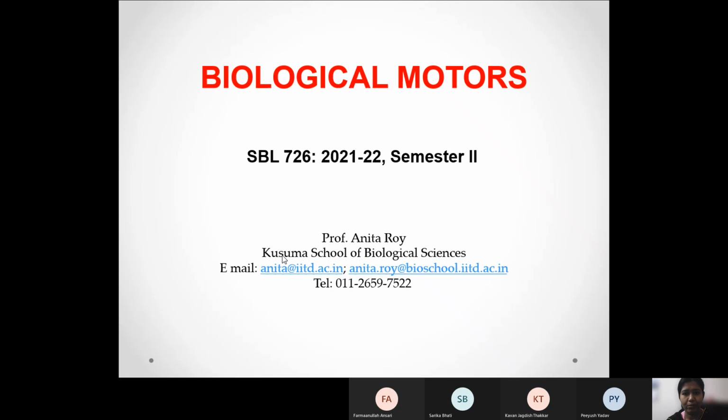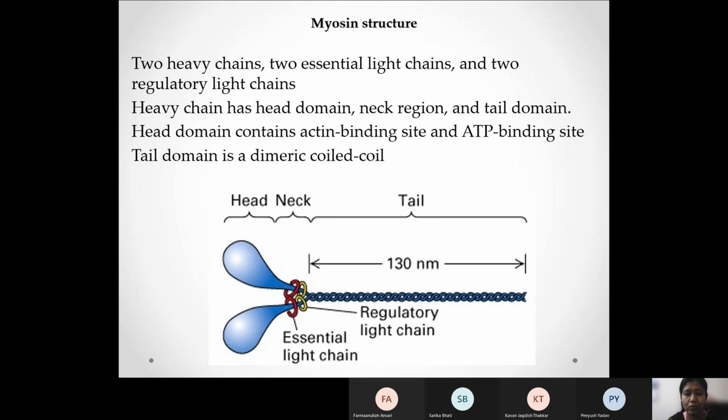So let us go to today's lecture. We are going to continue looking at myosins, and just a quick recap of what we had studied in the last introductory class for myosins. Unlike actin and tubulin, actin is a single unit of actin monomer, which polymerizes to give you the actin filament. Tubulin is a dimer of alpha and beta tubulin, and that polymerizes head to tail to give you the protofilaments.